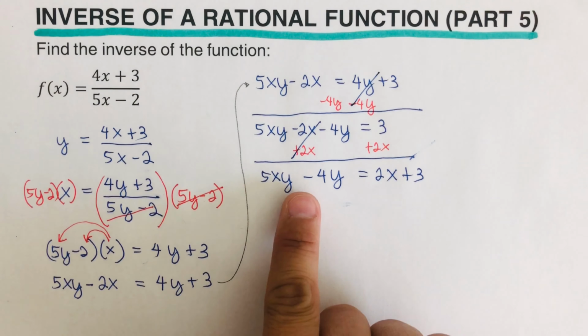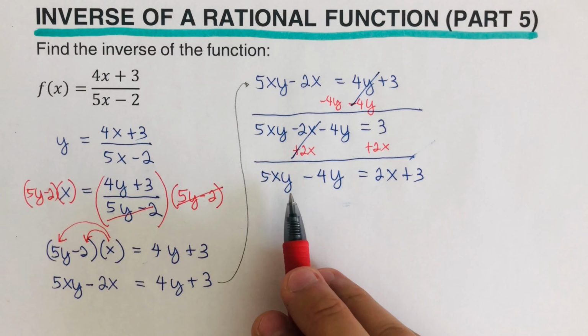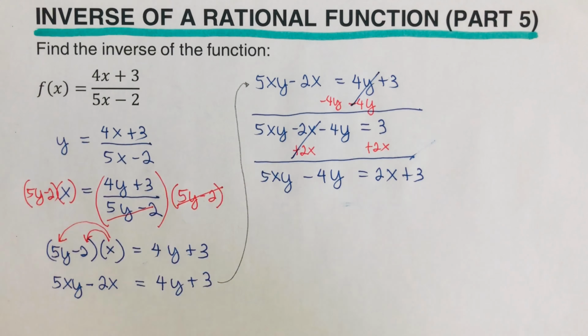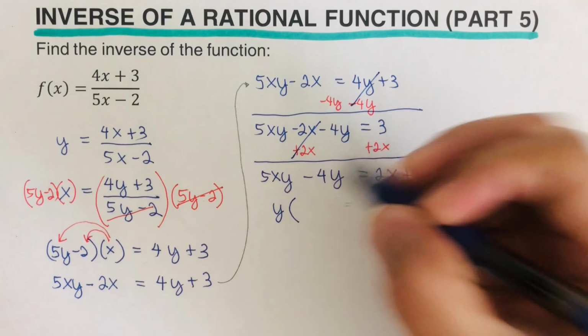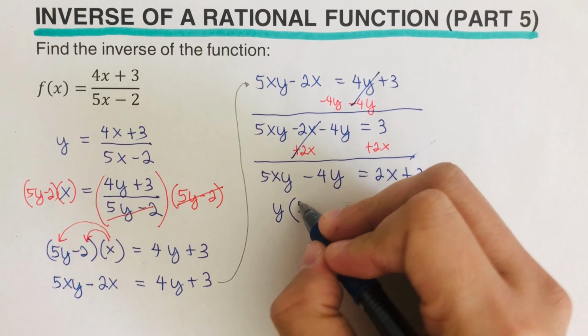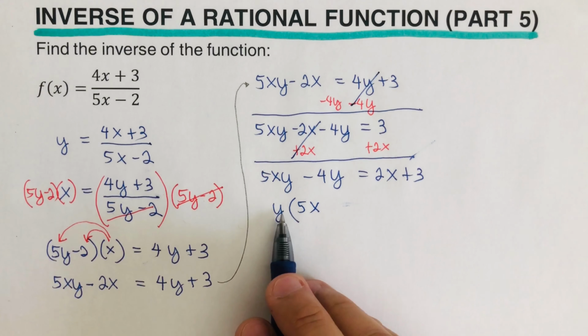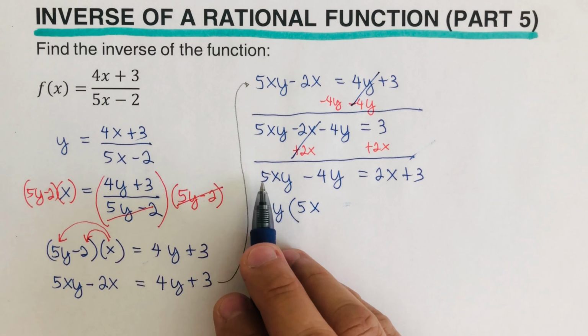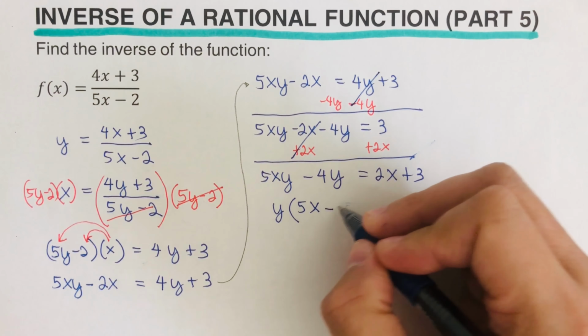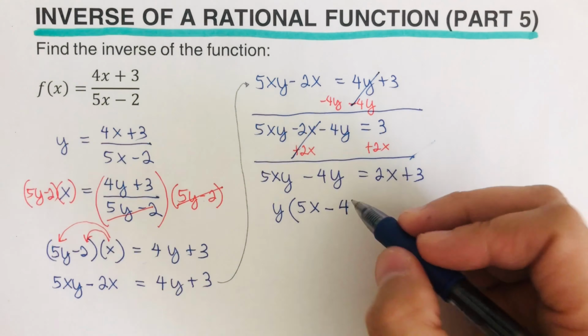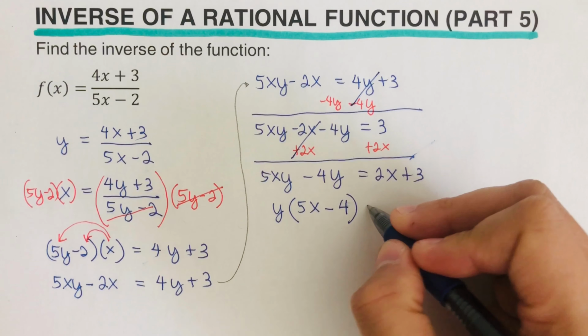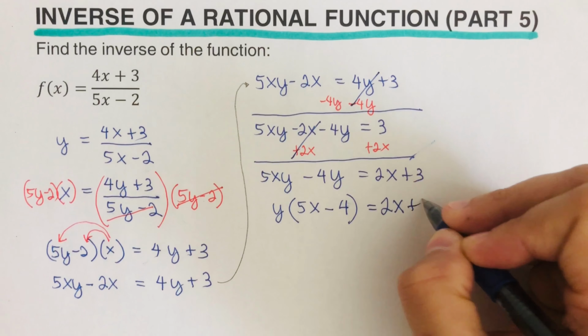And I want to isolate y by itself. I can factor out the y, or I can use the distributive property backwards. I put the y outside the parentheses. So that would be 5x right here, so that if I distribute the y to 5x, y times 5x is 5xy. And that would be a minus 4, because we have y times negative 4 is negative 4y. So I factored out the y. So then that would be equal to 2x plus 3.